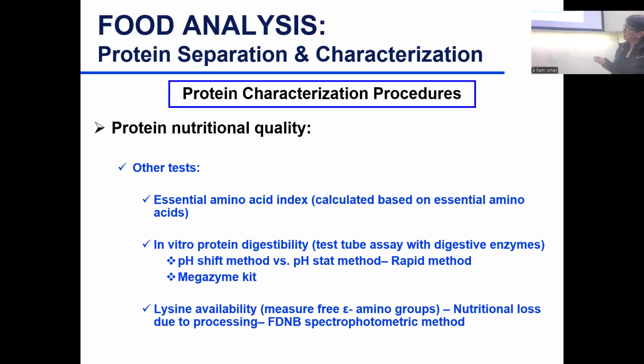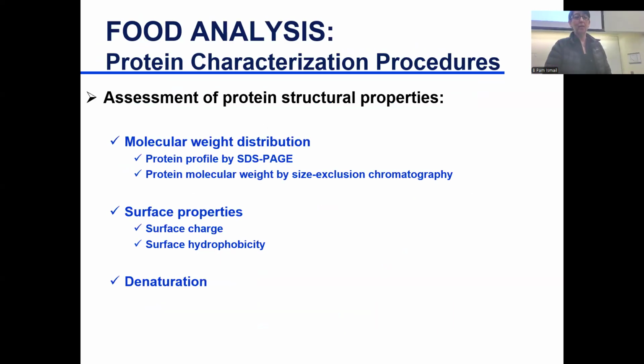Lysine availability is important to determine the effect of processing, because lysine reacts with what? Reducing sugar in a Maillard reaction. It would be one of the first amino acids to be lost during processing. So it is monitored that way.